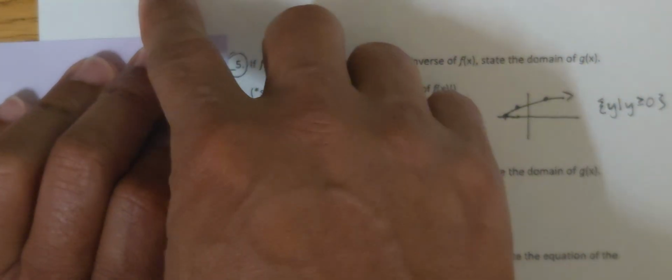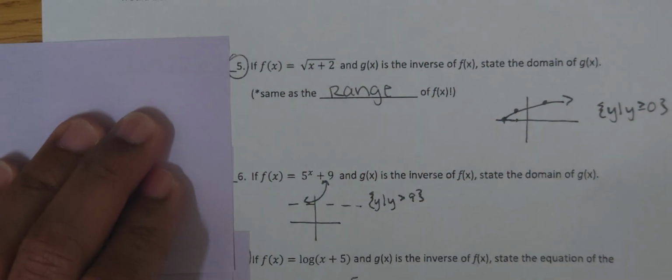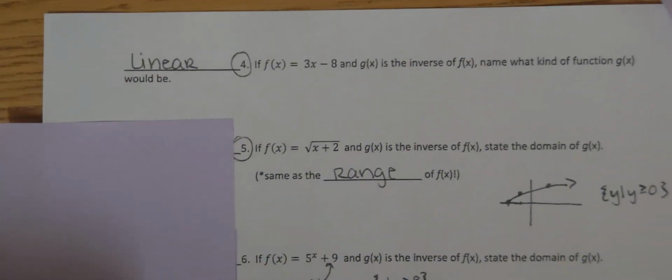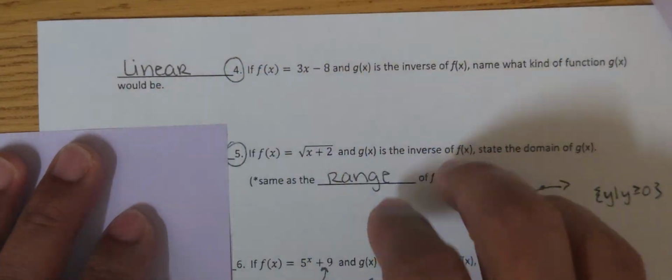So the inverse of another line is another line. So the inverse of a linear is going to be a linear. Okay, so hopefully that's not too difficult to see for any of you. Okay, so the inverse of this one is going to be another line.